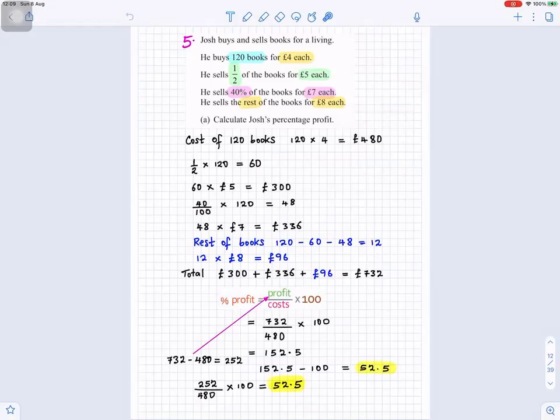Half of the books for 5 pounds. So half times 120 is 60. So 60 books at 5 pounds, 60 times 5 is 300 pounds.